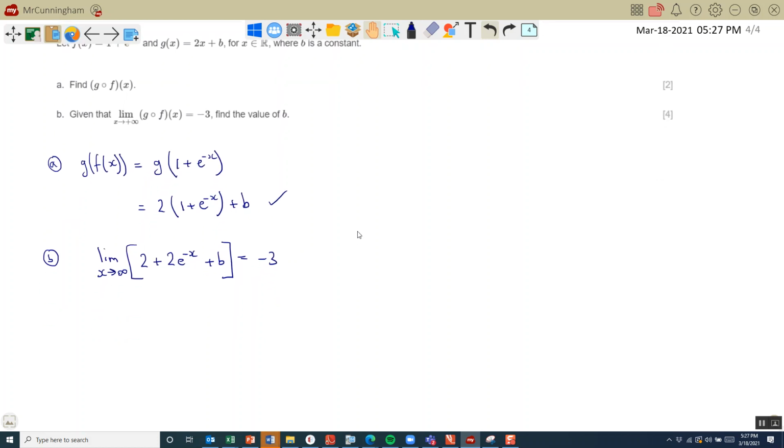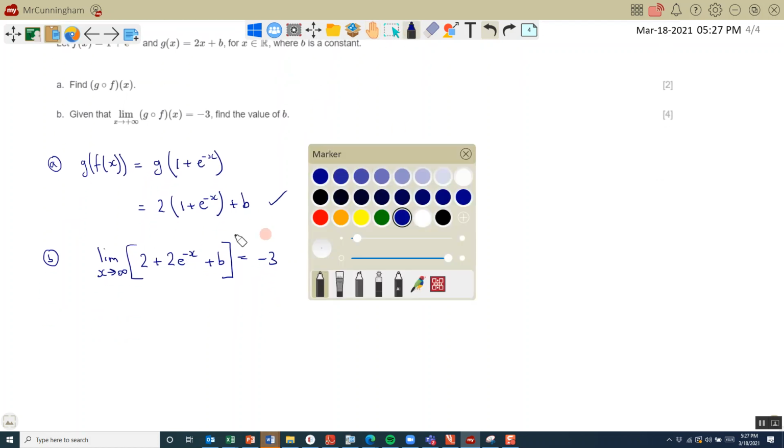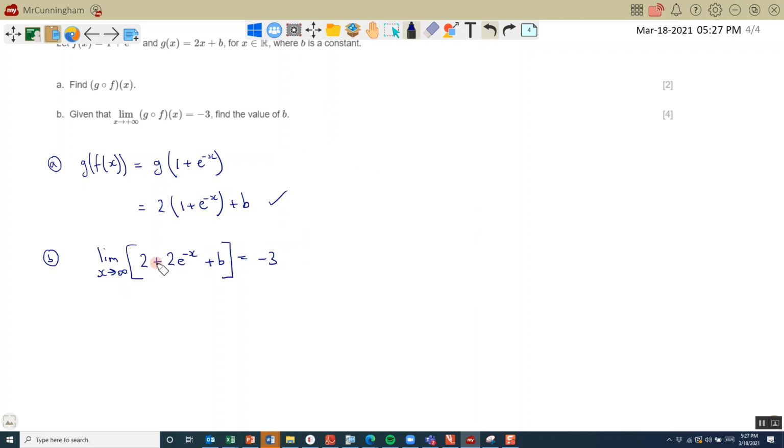So my first step is to break this up a little. The good thing about limits, I can just split it up. So I can look at the limit as x goes to infinity for the first part, for 2, plus I'll look at the limit of this part as x goes to infinity, and then I'll look at the limit of the last part. And all of this equals negative 3.